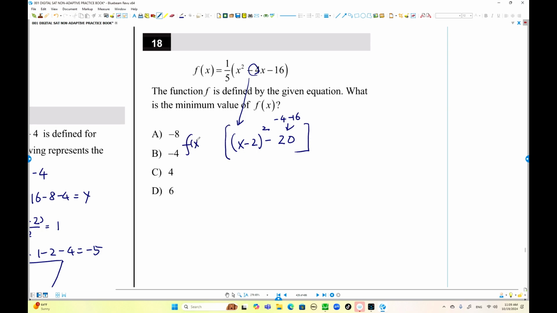So f of x equals 1/5 of that. When x is 2, it has a minimum inside the parentheses, negative 20. But you're going to find the minimum value of f of x, so you multiply by 1 over 5. Negative 20 times 1 over 5 is negative 4. Okay, that's the minimum value. Or you can expand everything, it doesn't matter. Okay.